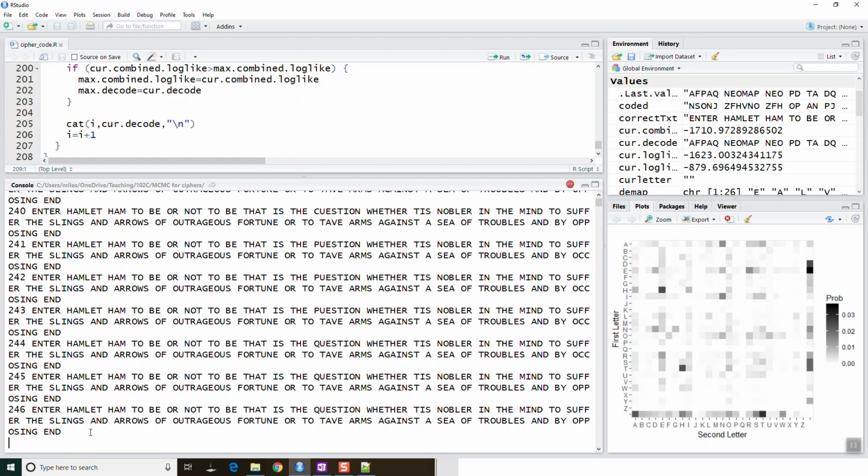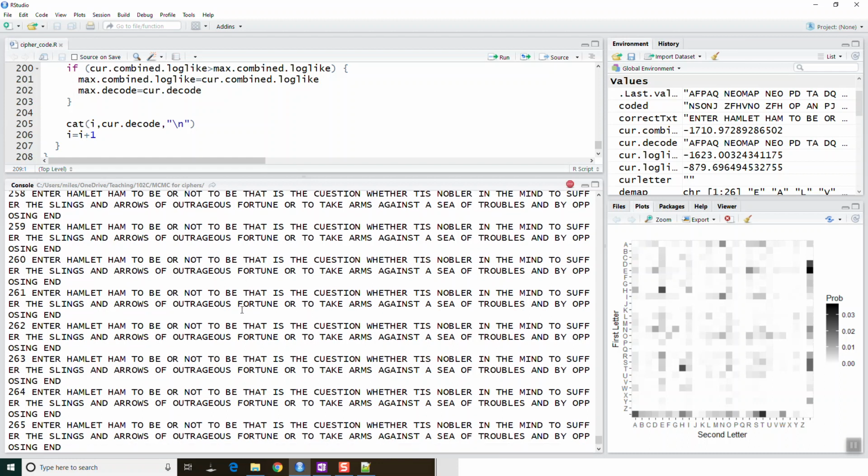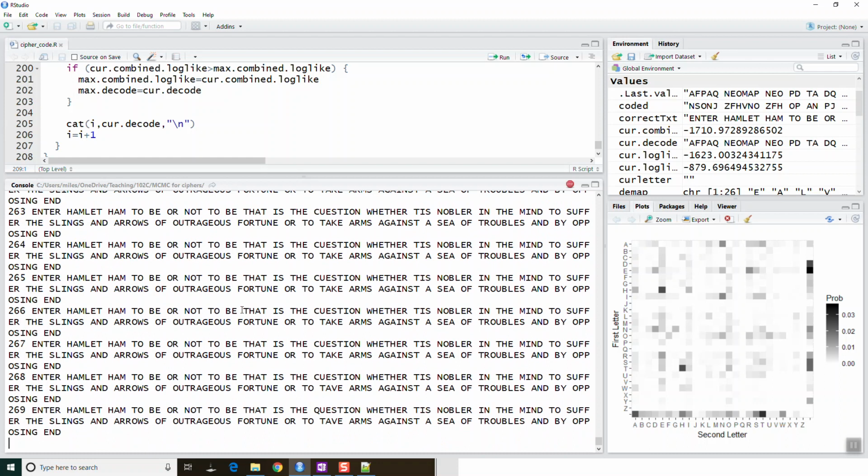Enter Hamlet, to be or not to be, that is the question with a C, whether 'tis nobler in the mind to suffer the slings and arrows of outrageous fortune, or to, and it should say take arms. Oh, look at that. Take arms against a sea of troubles and by opposing end. And it will probably struggle to find better mappings at this point, okay? So we had to endure a lot of bad proposals and things like that. Hey, look at that. It got there.